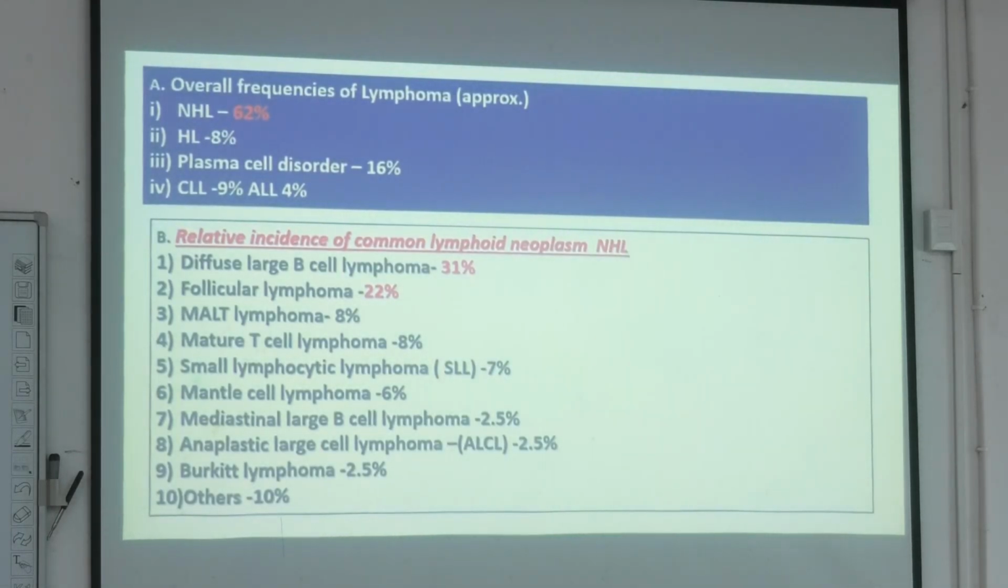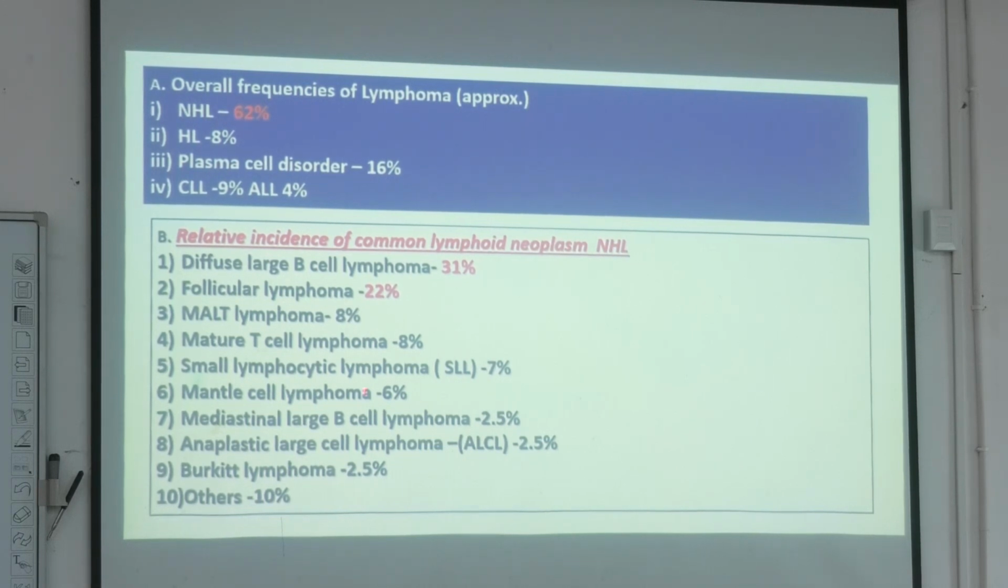Now, what are the overall frequencies? Non-Hodgkin lymphoma is 62%, Hodgkin lymphoma 8%, plasma cell disorders, which we already learned, 16%, CLL 9%, and the remainder 4%. These are the percentages of lymphoid neoplasms, but non-Hodgkin lymphoma is on top at 62%.